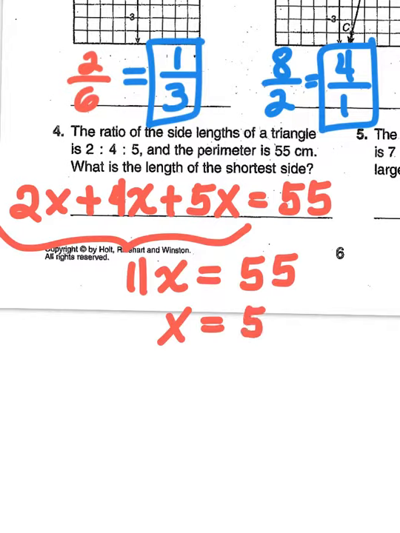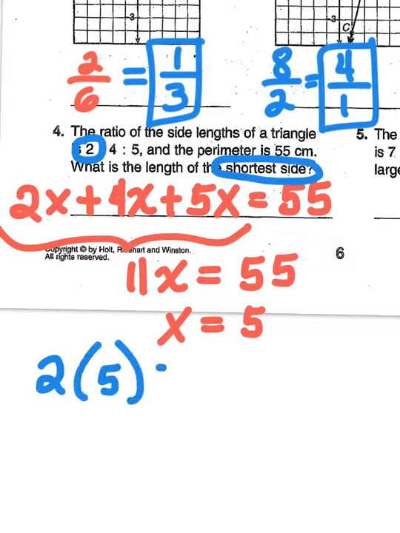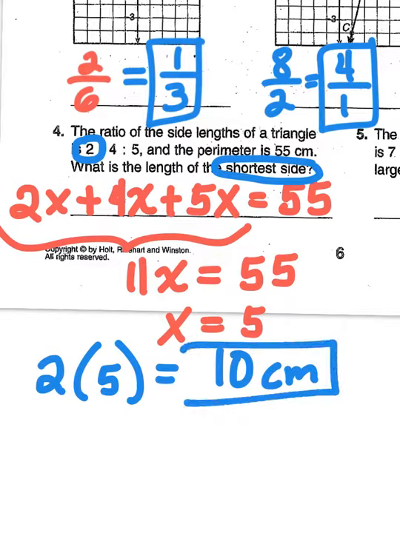what are they asking us for? What is the length of the shortest side? The shortest side. Since 2 is the smallest number, you have to multiply the x, which is 5, by 2, that's 10. So the smallest side would be 10 centimeters. Don't forget about the unit of measure. Good job. Yes, awesome. Questions about number 4?